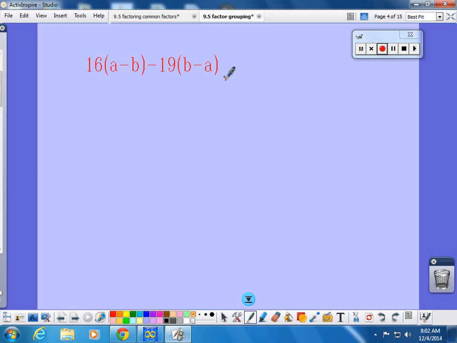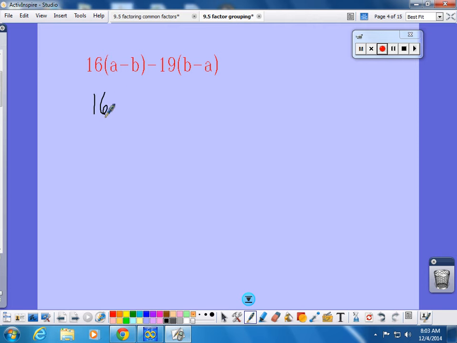I'm going to choose this one because it's alphabetical order. That's just more pleasing to the eye, I guess. It just looks better to me. I want this one to have a positive A like this one. I want this one to have a negative B like this one. How do you change the signs of everything?